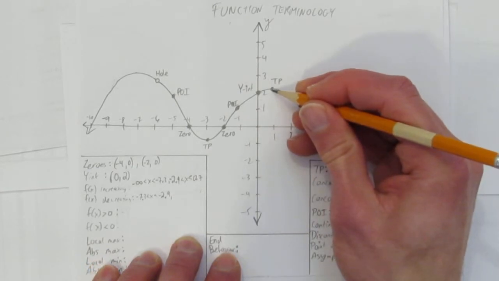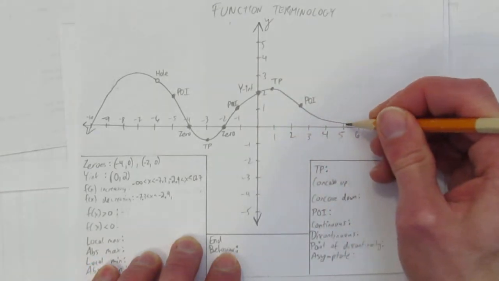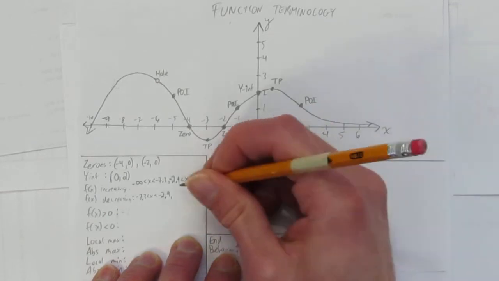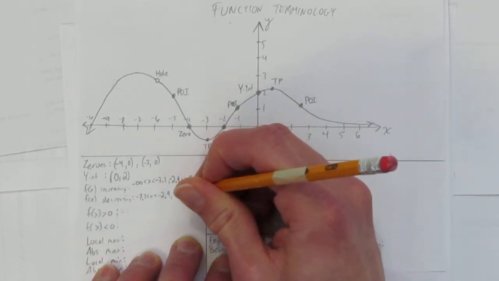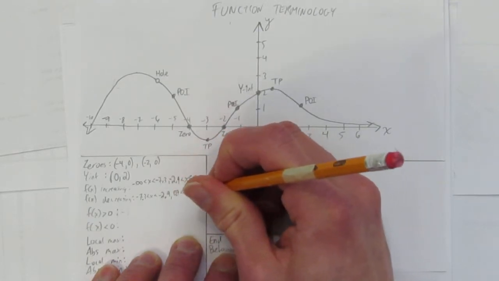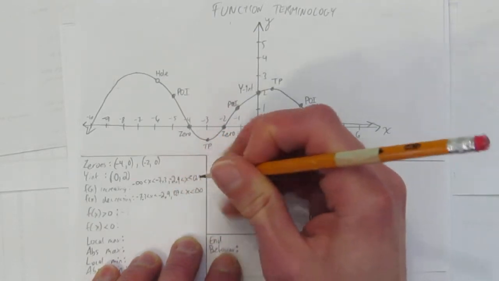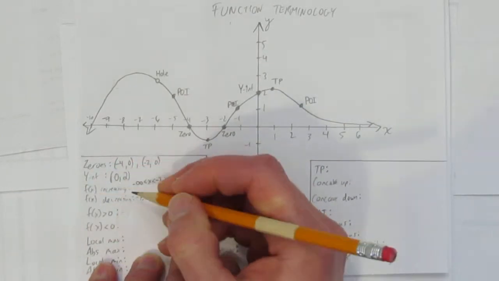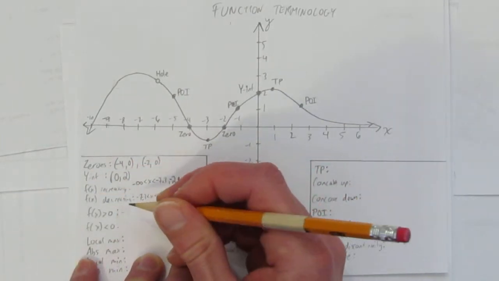And then at 0.7, it starts going down again and closes in but never touches the x-axis. So it's technically decreasing forever after 0.7. So 0.7 is less than x is less than infinity. Those are where the function is increasing and where it's decreasing.